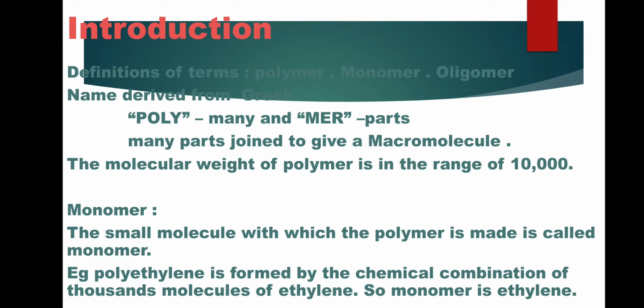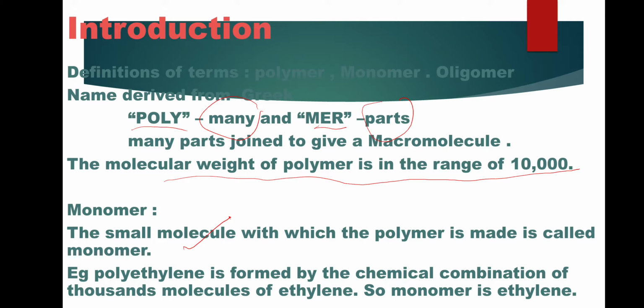Now the name polymer comes from Greek, two words. One is poly and one is mer. Poly means many and mer means parts. So many parts join to give a macromolecule. That is what polymer is. And the molecular weight of a polymer will be in the range of 10,000. So you have to imagine how big it is. Okay, so that is polymer. Then monomer: the small molecule with which the polymer is made is what is known as monomer.